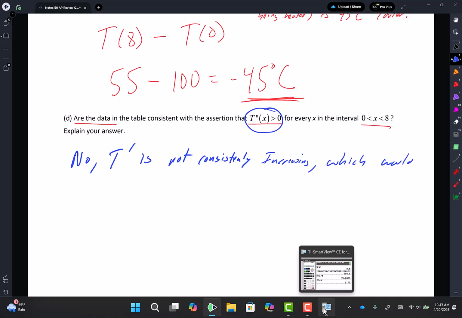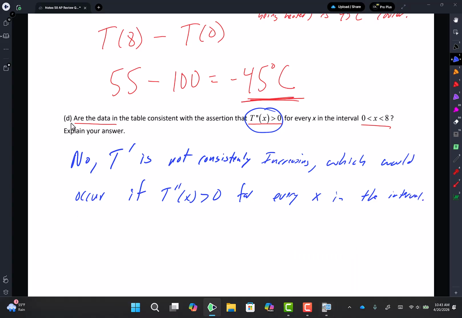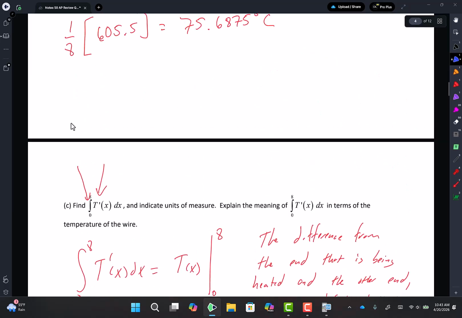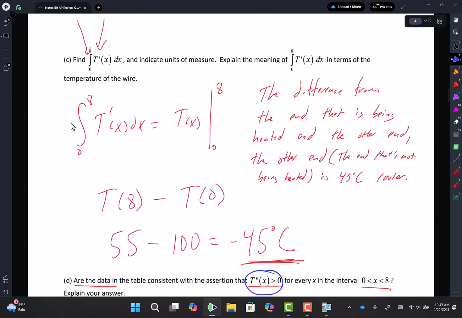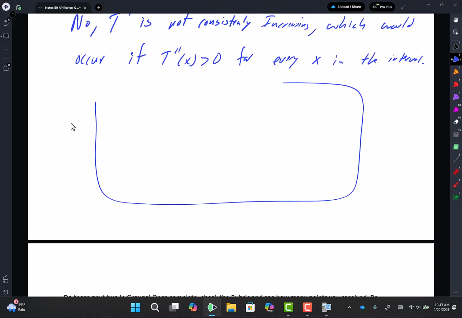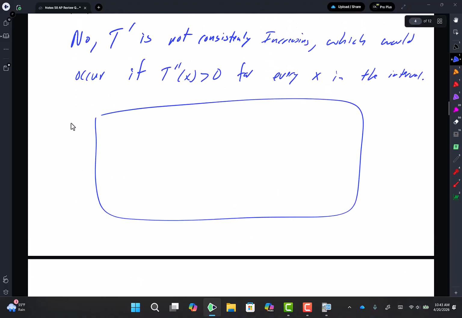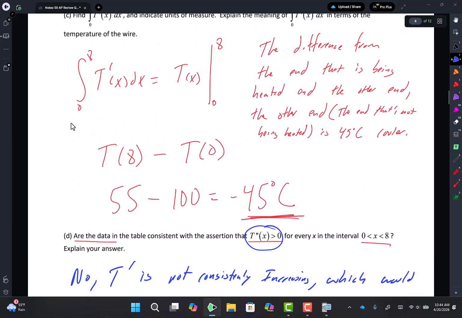Which would occur if T prime prime of X is greater than 0 for every X in the interval. I can see what this one's. And because this is an AP exam, guys, I would find a way to put these calculations down here so the reader can see. Do you guys know what I mean? You know what? Maybe.